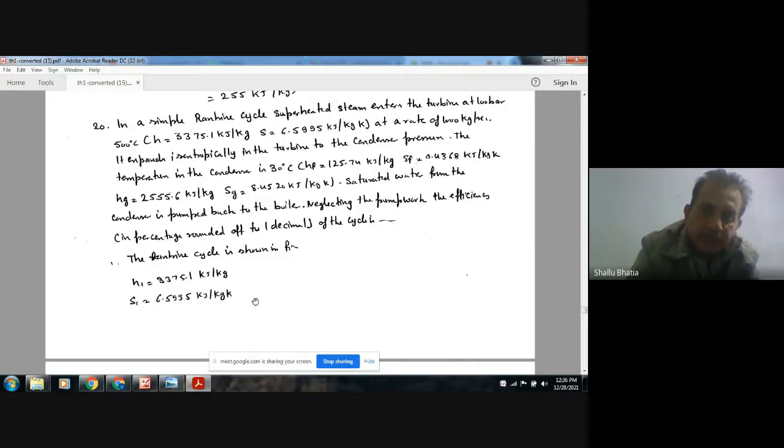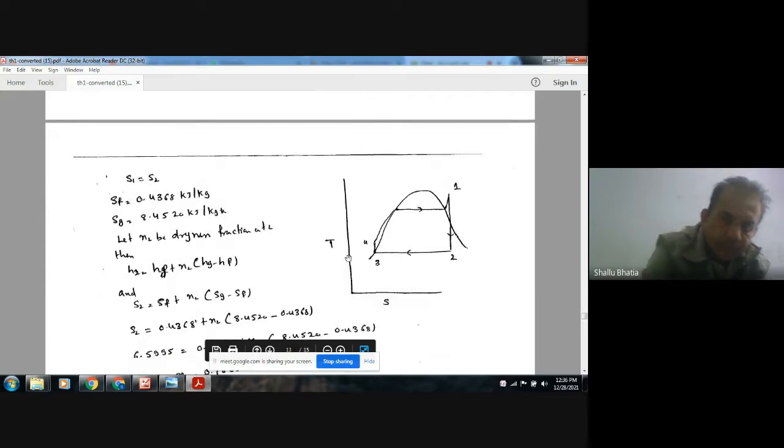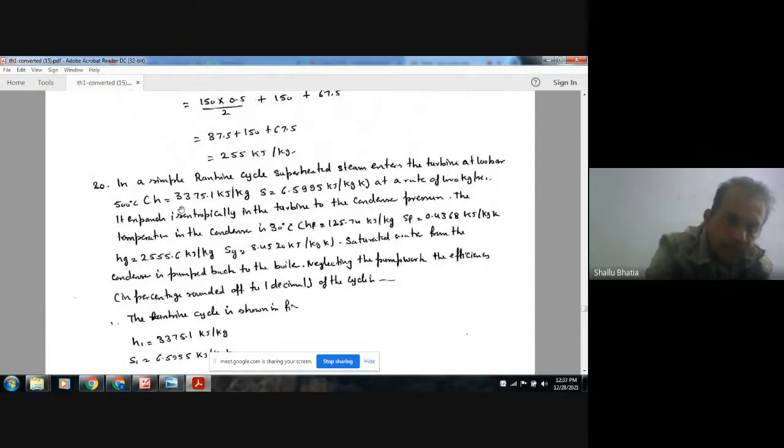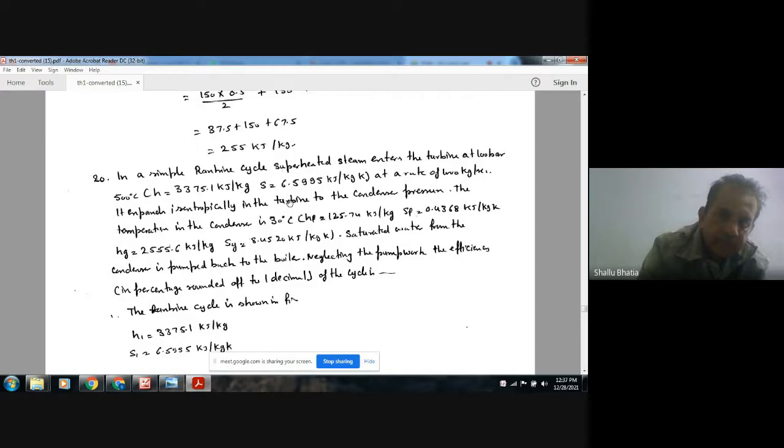The saturated water from the condenser is pumped back to the boiler. Neglecting the pump work, find the efficiency of the cycle in percentage rounded off to 1 decimal place. This is a Rankine cycle: 1 2 is turbine work, 2 3 is condenser heat rejection, 3 4 is pump work and 4 1 is boiler heat input. At point 1 the temperature is 500 degrees Celsius and enthalpy and entropy are given.